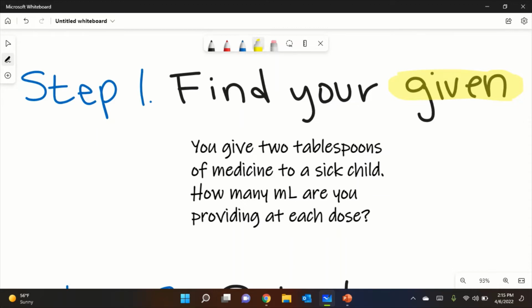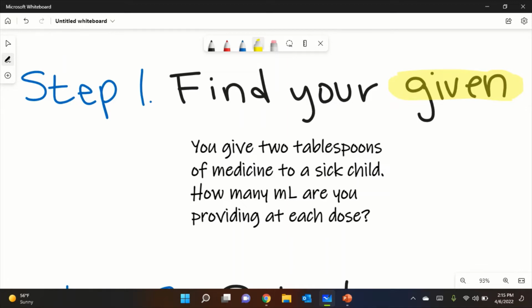So here we have an example of a problem that you might see, a word problem that you might see that would require dimensional analysis. You give 2 tablespoons of medicine to a sick child. How many milliliters are you providing at each dose? We have 2 numbers here. We have 2 tablespoons, or I guess 2 units, my apologies. We have 2 tablespoons and we have milliliters.